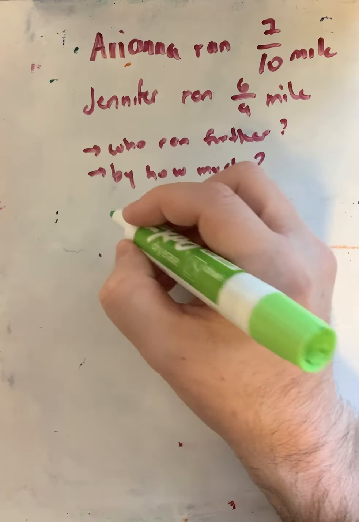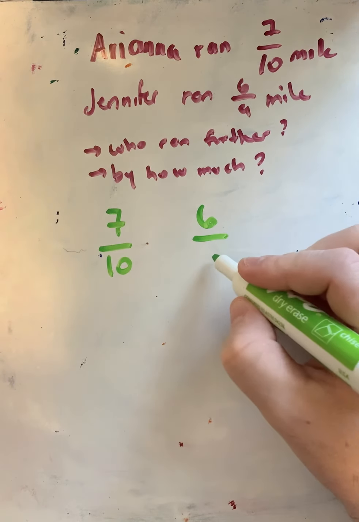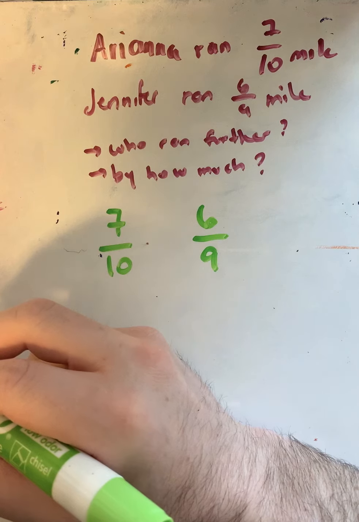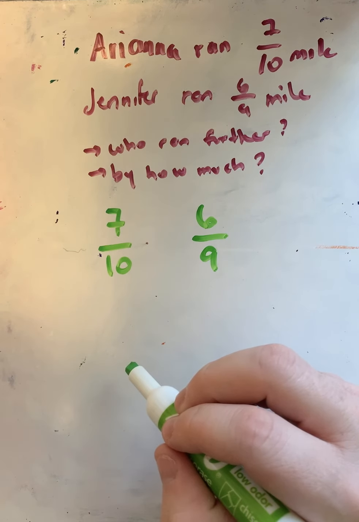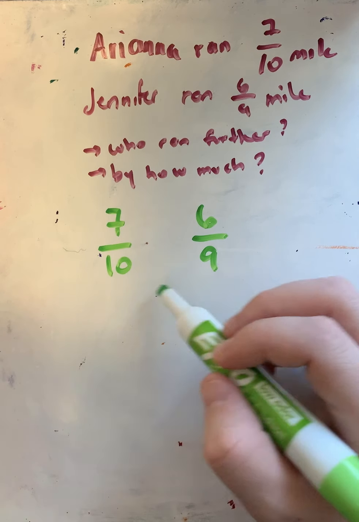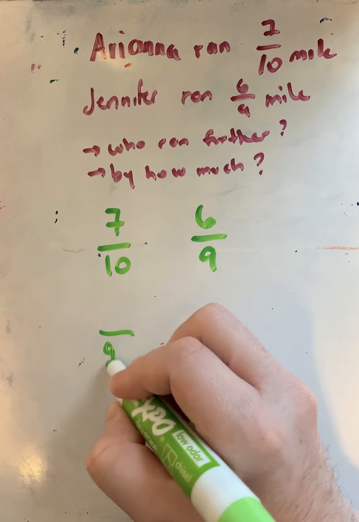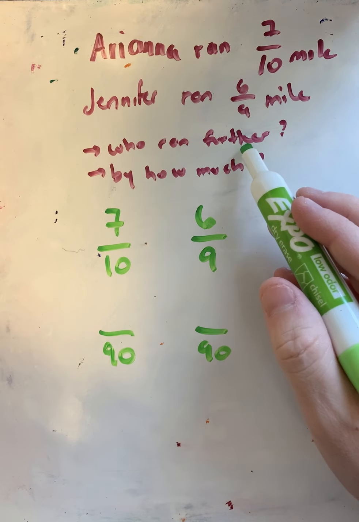So we have to look at 7/10 and 6/9 as separate. And the only way to compare them is to make like common denominators. So let's figure this out. We'll multiply 10 by 9 to get 90. And now that we have common denominators, we can compare and figure out who ran further.